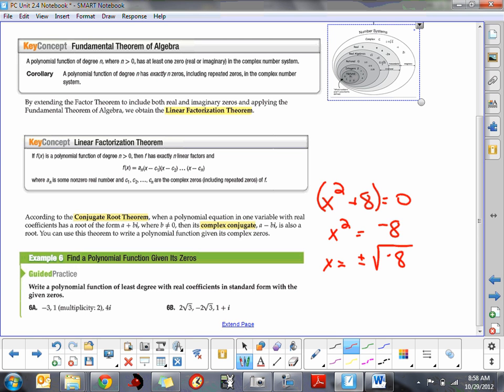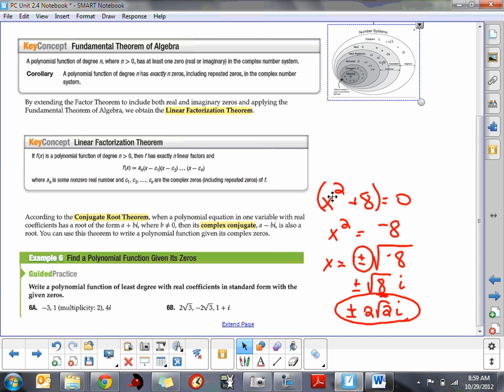These conjugate factors will always come in a pair of complex numbers, a plus and a minus. We're going to take the square root of negative 1 out and represent it as an i. We're going to take the square root of 8 and reduce it down, that's 4 times 2, or 2 times the square root of 2, i. But this is what they're saying is a complex factor. A complex factor never comes alone. It always comes in a pair, a plus and a minus. That's what the conjugate root theorem is saying: if a plus bi is a root, then a minus bi is also a root of the polynomial.